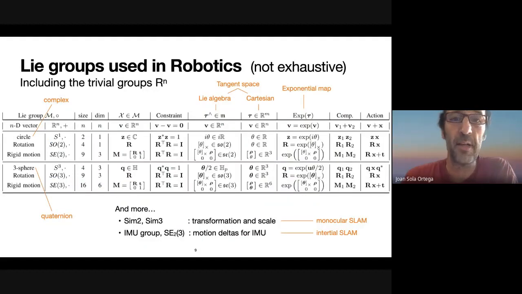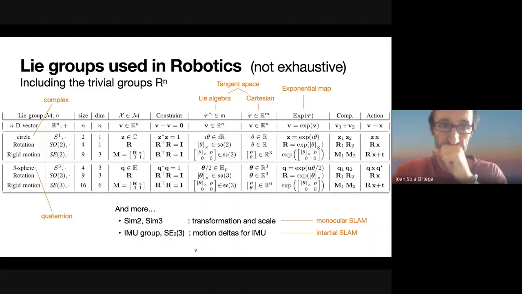Okay, for example, this is a small table with the Lie groups used typically in robotics. On the first line, you have just vectors of Rn, which can be used for translations. This is just trivial, no big issues here. In 2D, we can have rotations by using the unit complex numbers S1, the rotation matrices SO2, and you can use rigid motion, which means rotation and translation, with SE2.